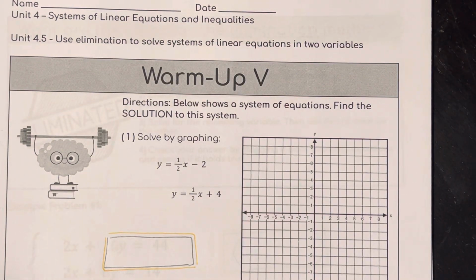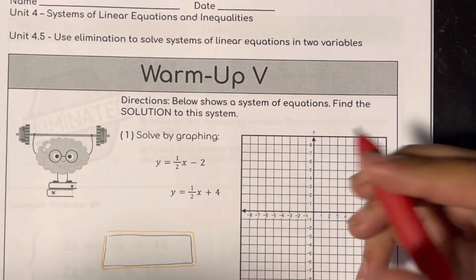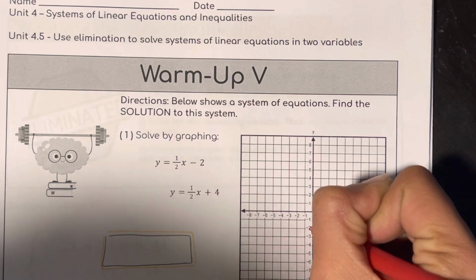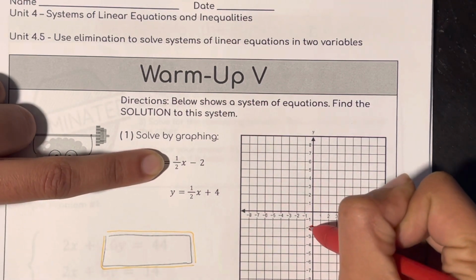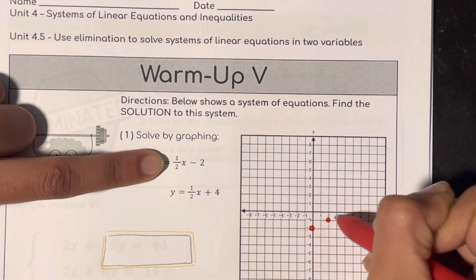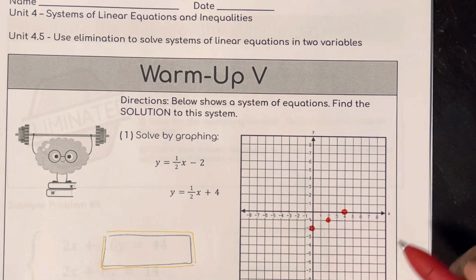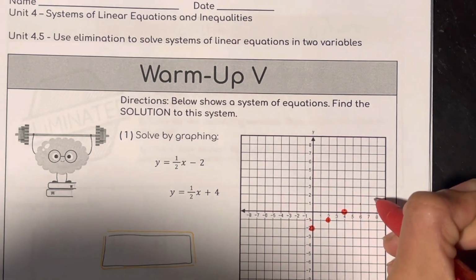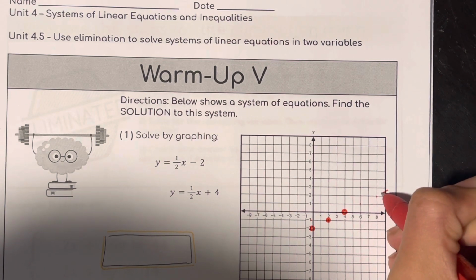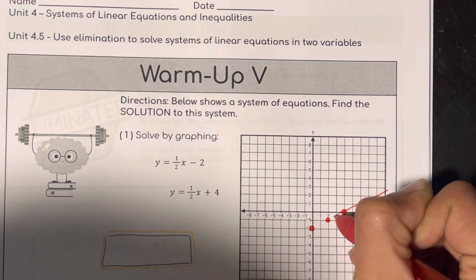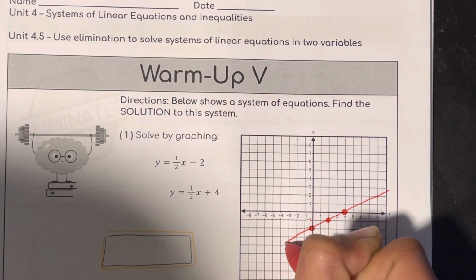So for number 1, when you graph both of these lines, I see that -2 is my y-intercept. From there, my slope is 1/2, so I go up 1 over 2, up 1 over 2. And then at this point, you should have taken a straight edge and connected your points. I don't have a straight edge at home, so I'm gonna do my best.